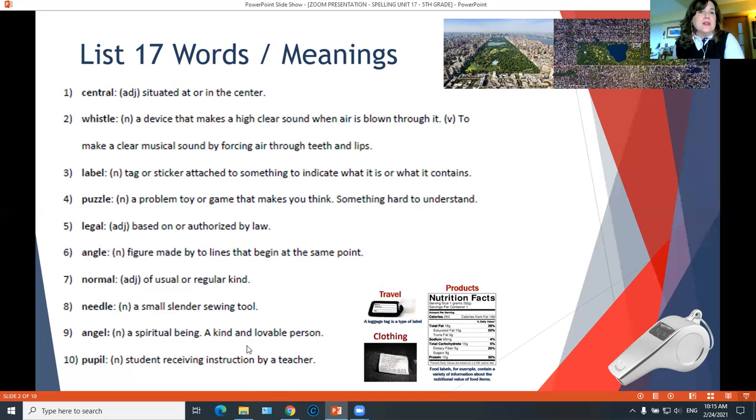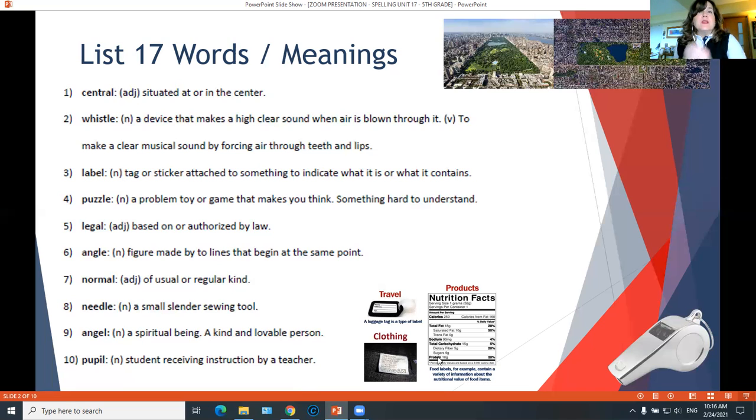Okay, number 3, label. Label is a tag or sticker attached to something to indicate what it is, what it contains, or to whom it belongs. For example, here we have 3 kinds of labels. We have travel. If you remember, when you use your suitcase, you are required to label your suitcase. That means to put this sticker or label or tag that has your name, your phone, and your address, just in case it gets lost. So this tag inside is a label.